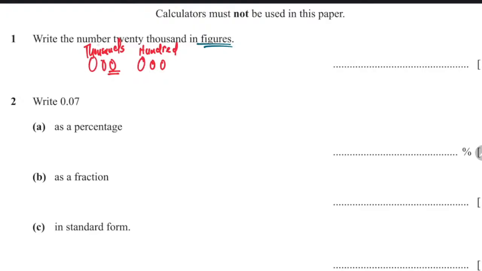So if they say 20,000, that means you are on thousands here, and you are going to put 20. Okay, Lifika? Then you have these three here, which are nothing. So it'll be 20, then these three, because you are on thousands, because it's 20,000. Are we together?